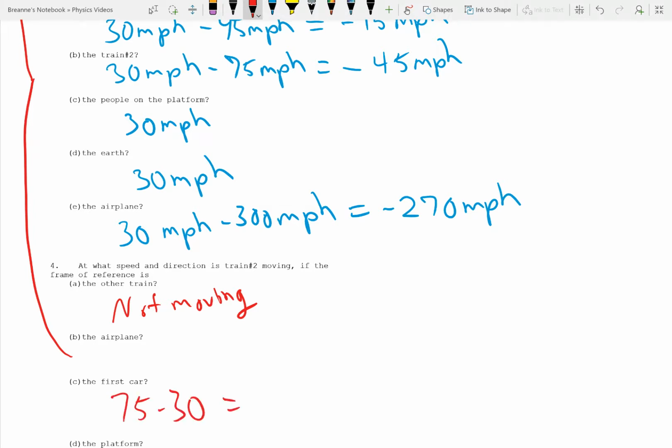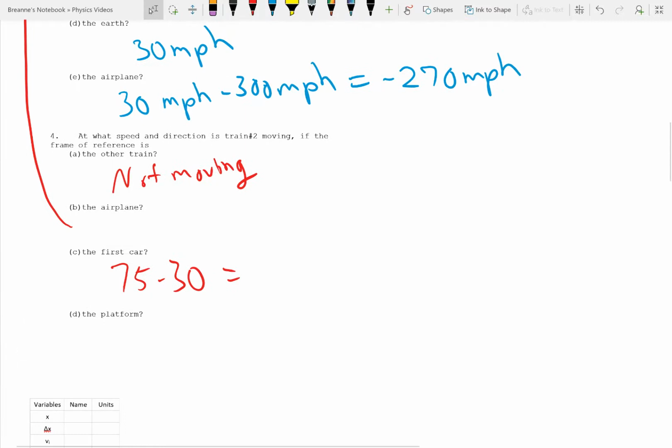minus 30. The reason, again, you always put what you're dealing with, the train, first, so the 75 has to go first. See, I almost did it again. It's a very common thing to mess up. You deal with the train, 75, that's got to go first, minus your 30, so you get 45 miles per hour. And then the platform would just be 75 miles per hour.